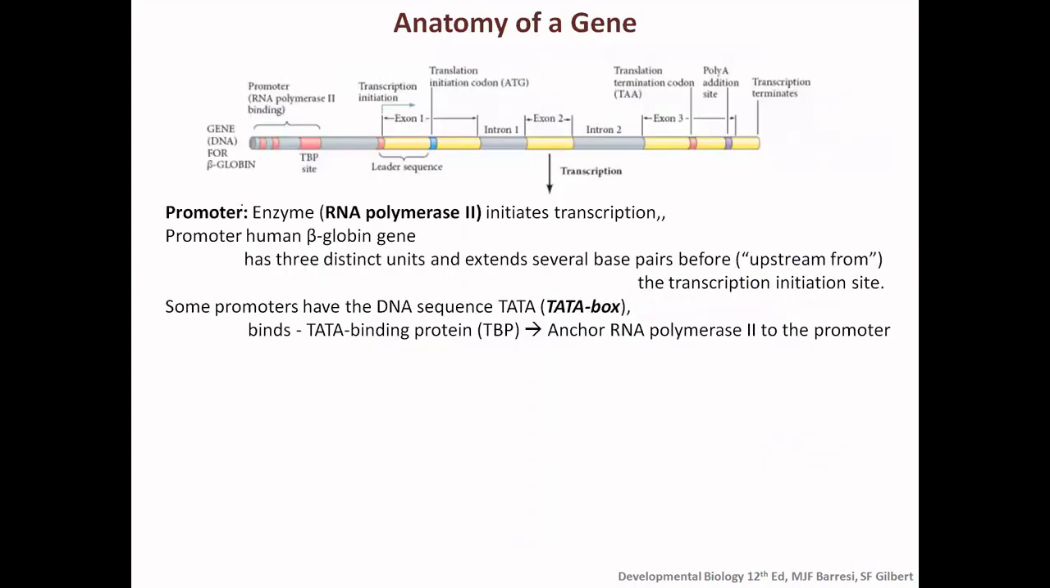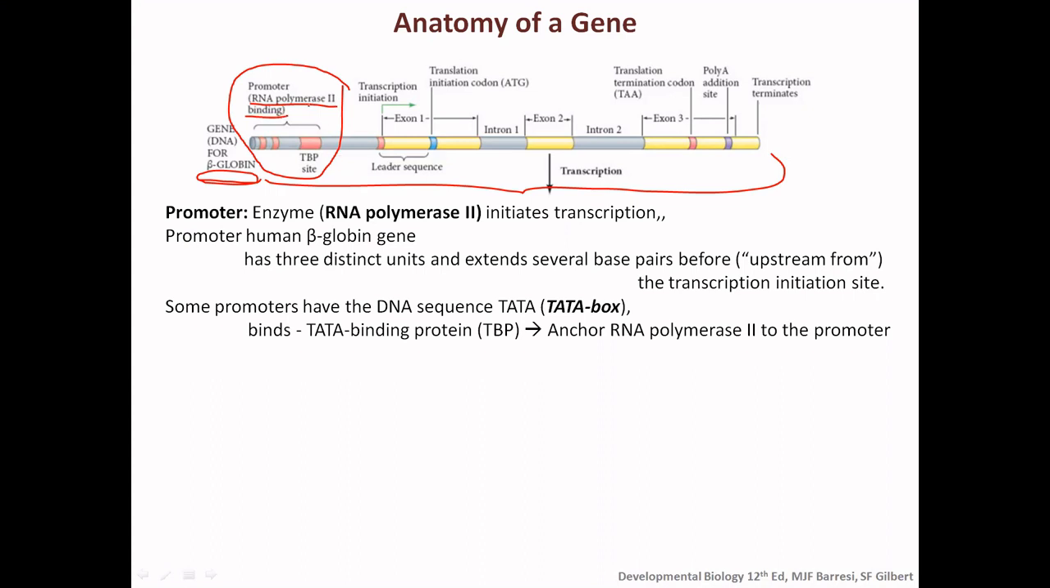So this is the beta globin, which is responsible for carrying oxygen in the RBC. We are understanding the anatomy of a gene, or studying the different parts of a gene, by taking the example of the beta globin. So this area is one gene. In this one, we can see in the extreme left the promoter. So what is the promoter? Here we can see there is RNA polymerase II binding, because it is involved in the transcription.